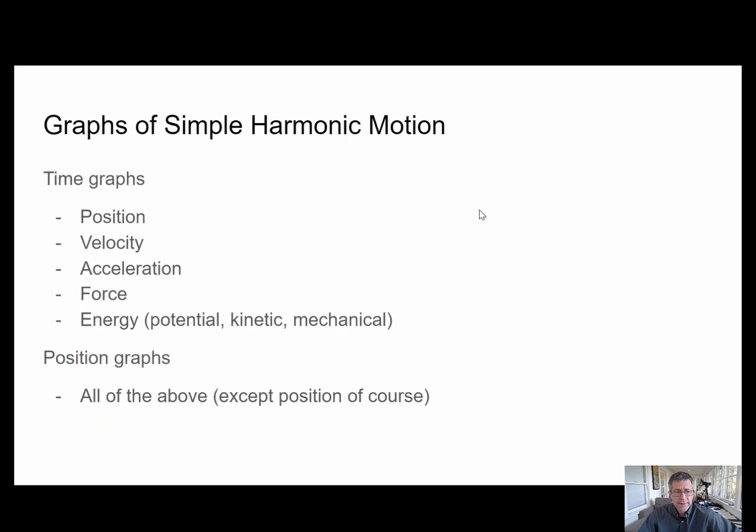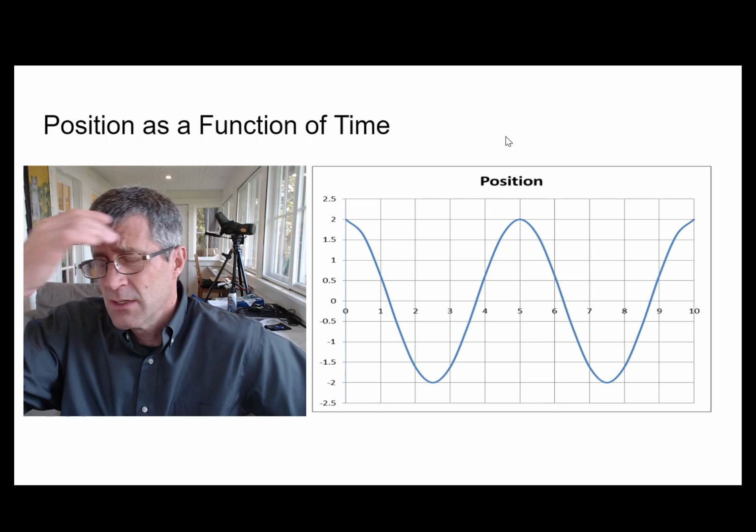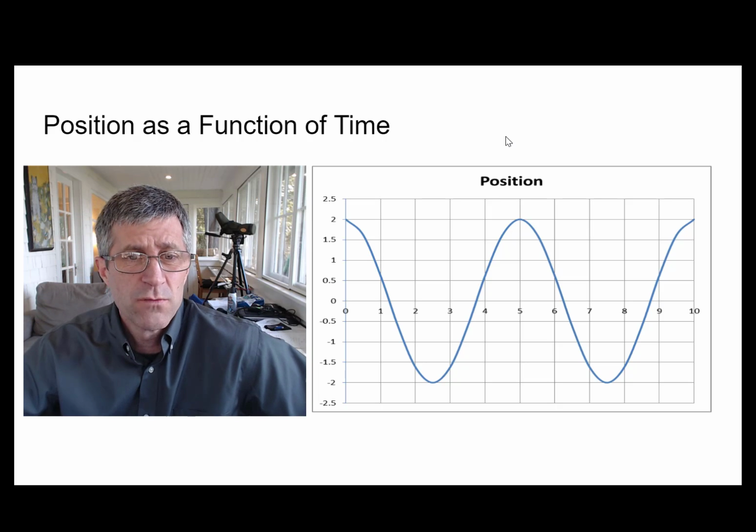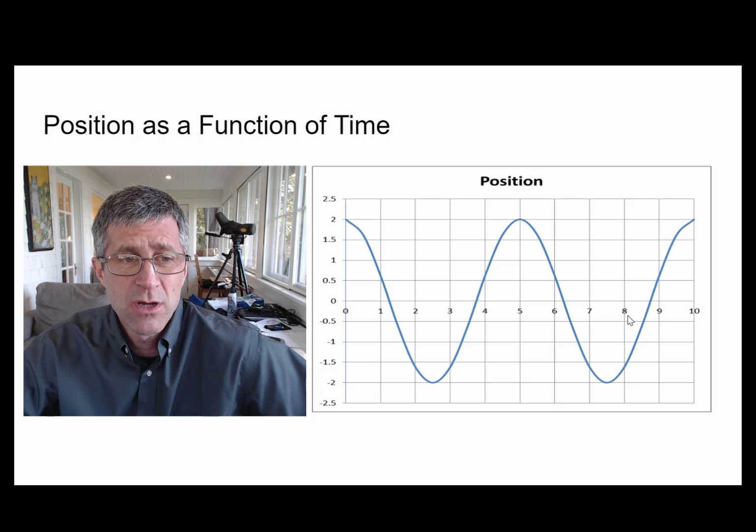Okay, so again, these are the two types of graphs. Time graphs are the most common, but do be careful. There are position graphs, and you can look at almost all the same things on a position graph. So this is showing position over time. This is position on my y-axis and time along my x-axis. So this is going to be a time-based graph.